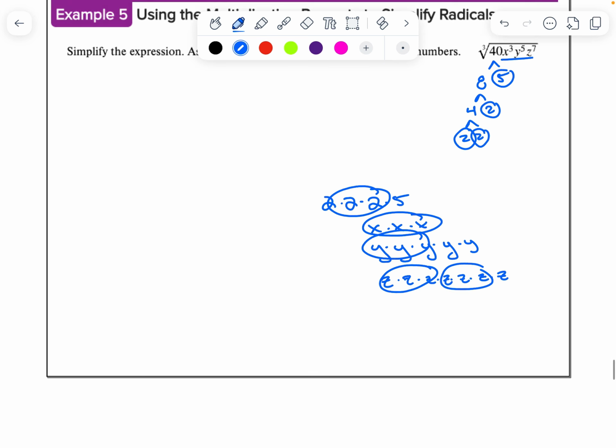Remember that buddies get to go outside. So outside I'll have a 2, x, y, z squared. I'm going to keep the same symbol that I started with. Since I started with a cube root, I'm going to end with a cube root. And the things left over are the things that did not get buddied up.